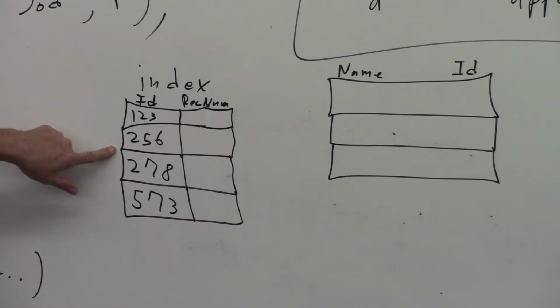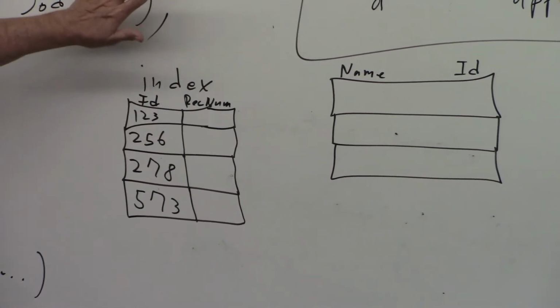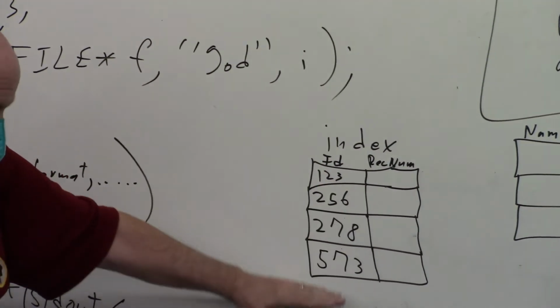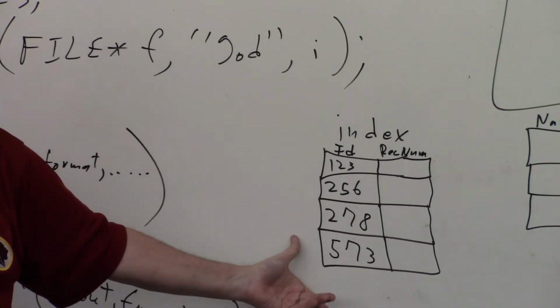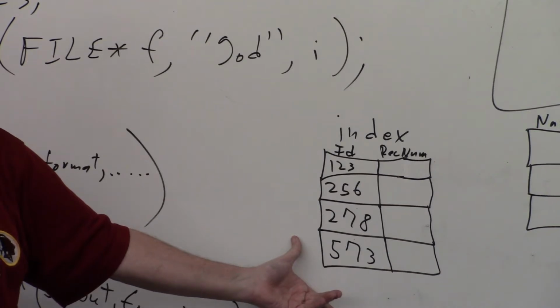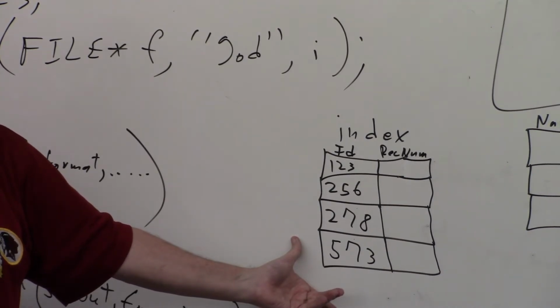I go to the middle. I say this is 256. 400 is greater than that, so I've eliminated everything above it. So now I only have the half below it. That's how a binary search works, and it allows you to get to something very quickly.